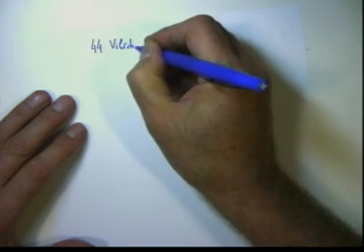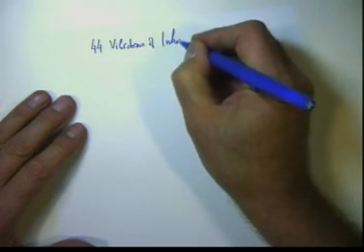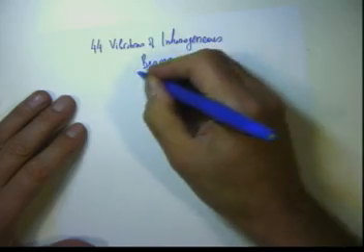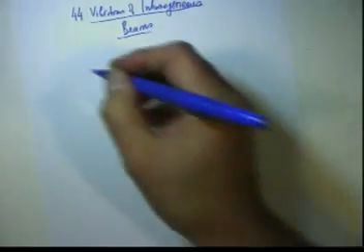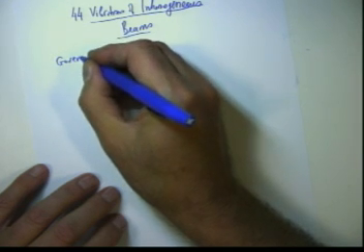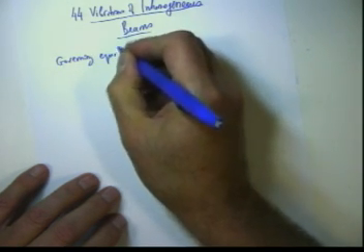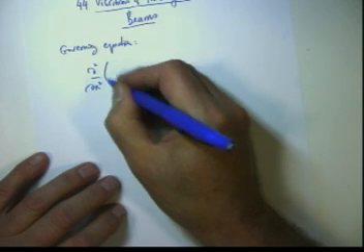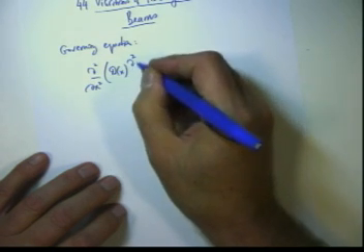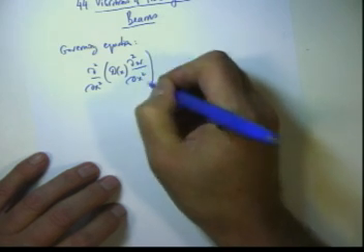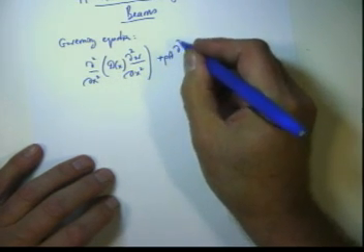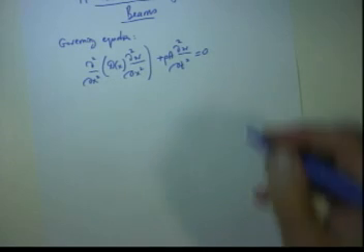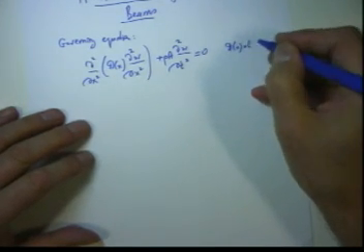Vibrations of inhomogeneous beams. So, the governing equation is like this: d2/dx2 of D(x) d2w/dx2 plus rho A d2w/dt2 equals 0, and D(x) equals EI.